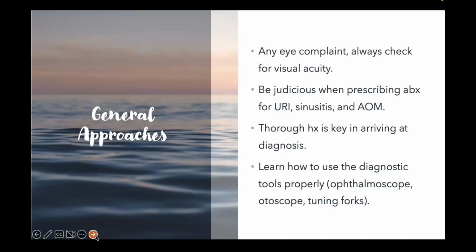The key here is a thorough history. It's really important that we ask key questions, because in our history, most of the time, 98%, we can pretty much discern what the diagnosis is. In the PE, we conduct a physical exam and order labs simply to further solidify our diagnosis and further rule out the differentials, if we need labs or diagnostic tests.